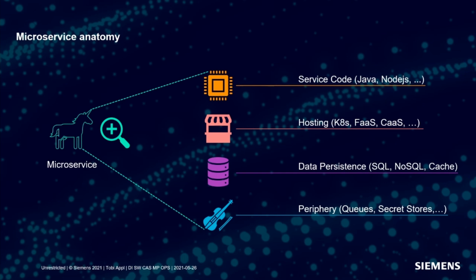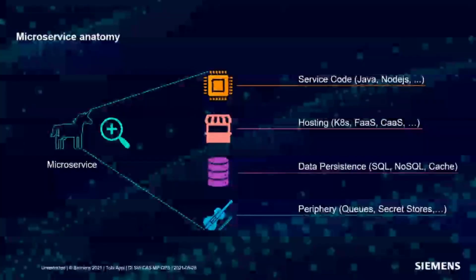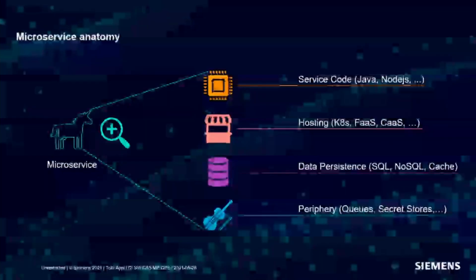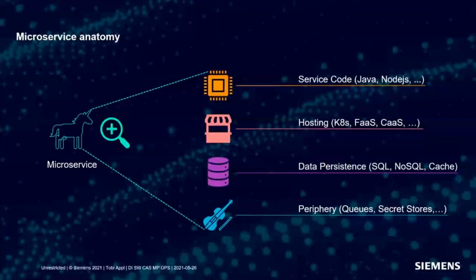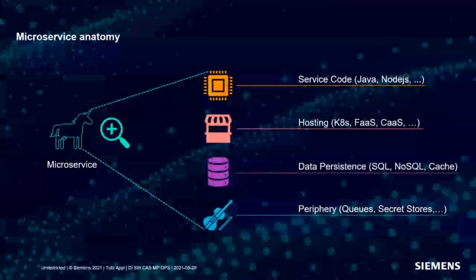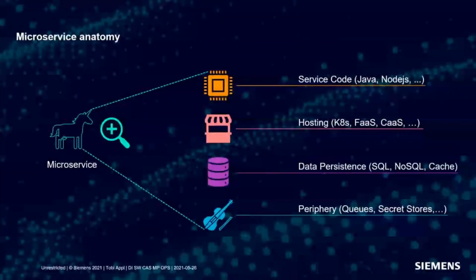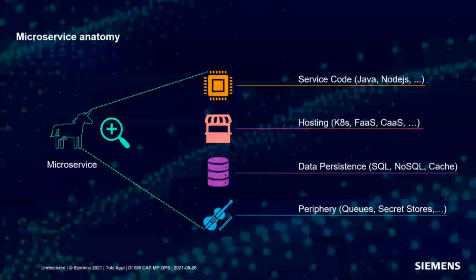And then there is the rest to build out your architecture, for example, for communication. You want things like queues. To store your secrets properly, like database credentials, you need secret stores. If you talk about AWS, if you want to manage access to your AWS environment, you need something like AWS IAM. And all of this is summed up in the periphery category.